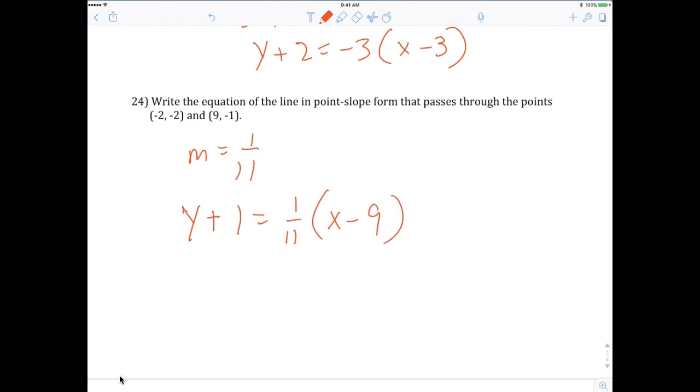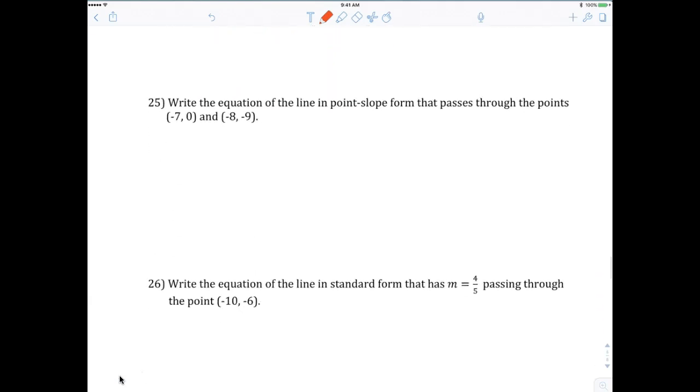Now remember, if you're not sure why the slope is 1/11th, I want to know. You good or not? You divide. Yeah, well, it's the change in y over change in x. Right, so it would be -1 plus 2 over 9 plus 2. You with me? You okay? All right, let's have some more fun.